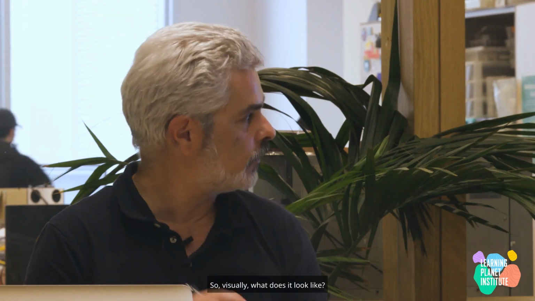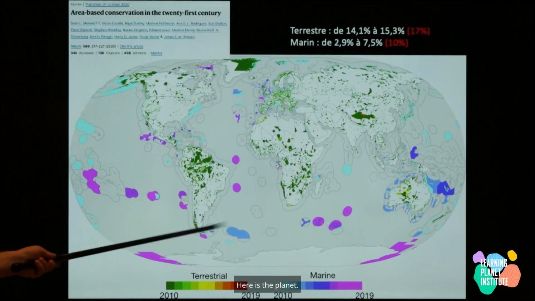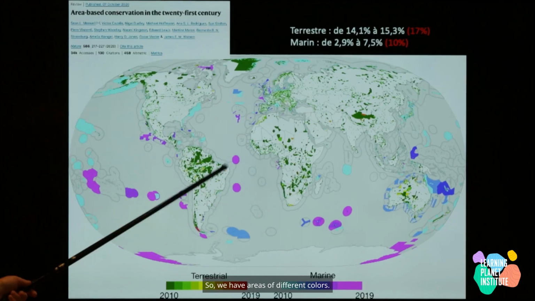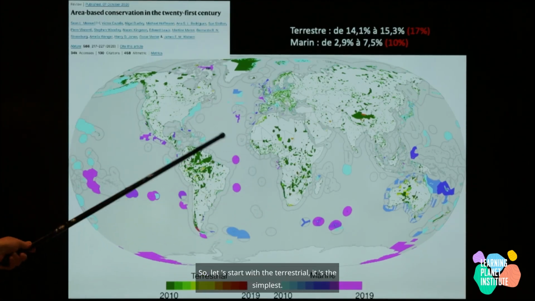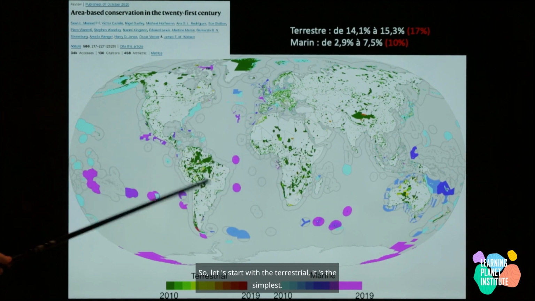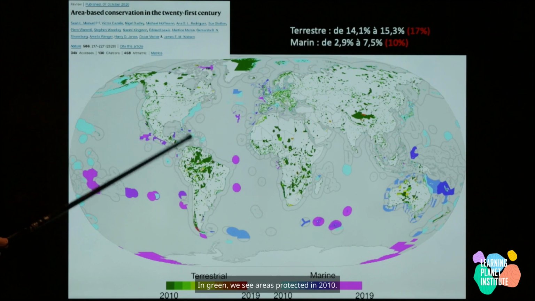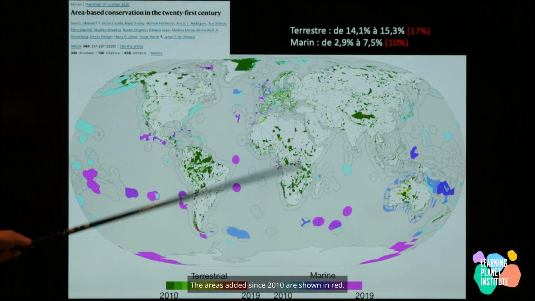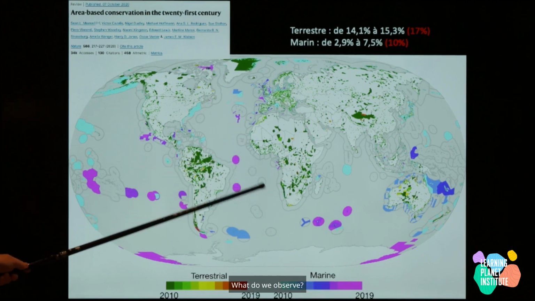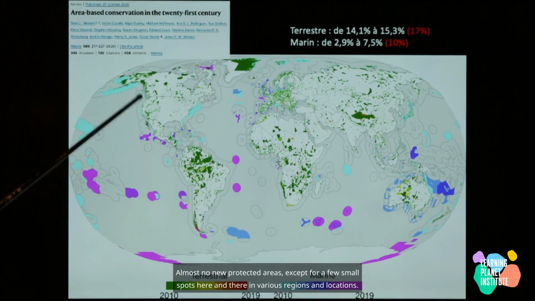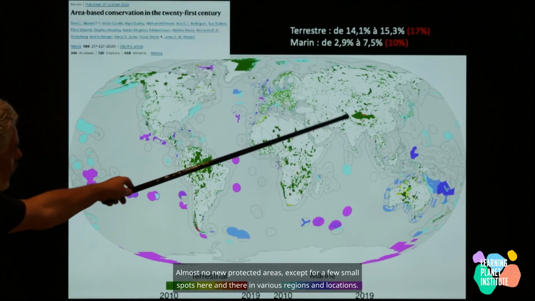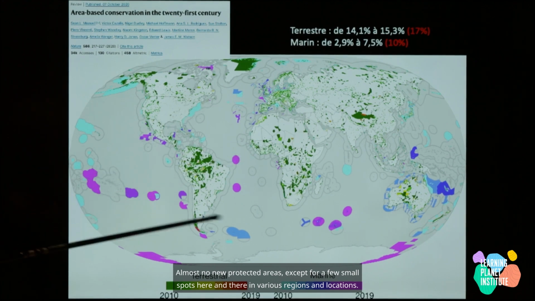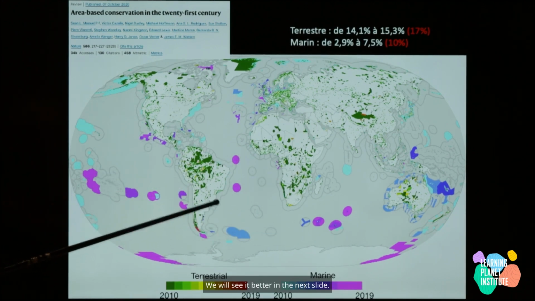So visually, what does it look like? Here's the planet. So we have areas of different colors. Let's start with the terrestrial. It's the simplest. In green, we see areas protected in 2010. The areas added since 2010 are shown in red. What do we observe? Almost no new protected areas, except for a few small spots here and there in various regions and locations. We will see it better in the next slide.